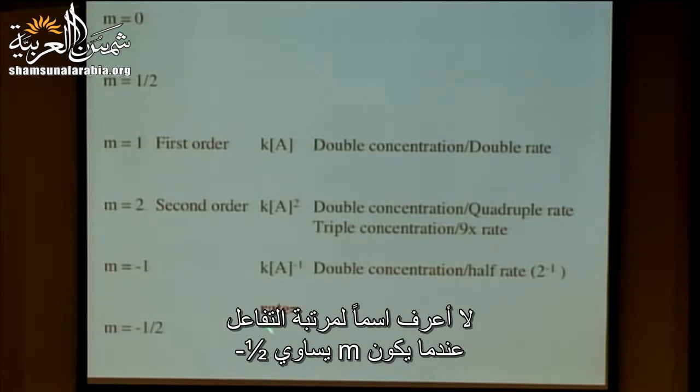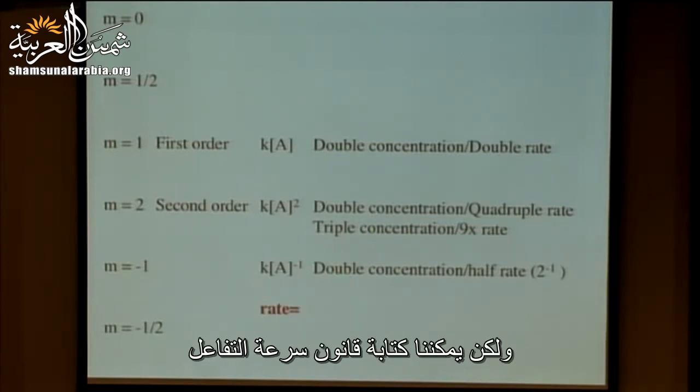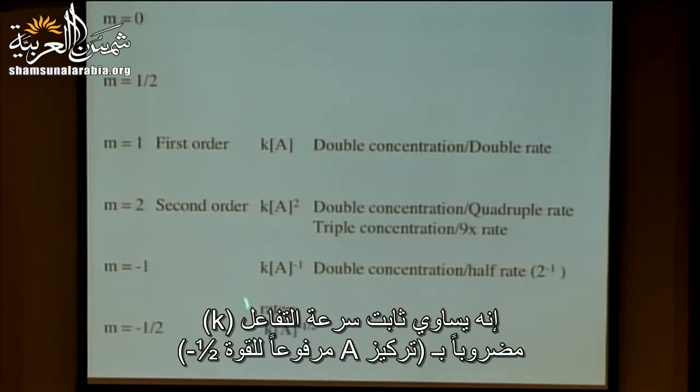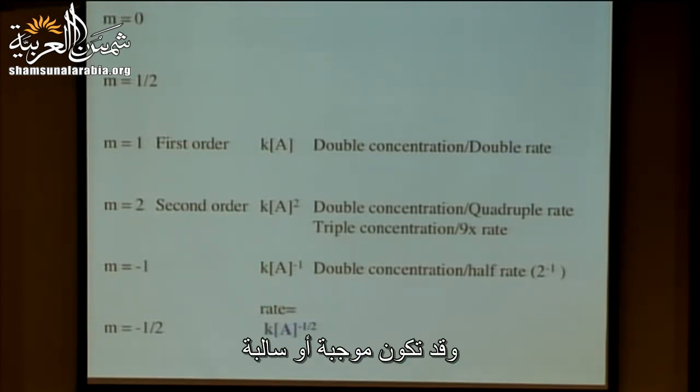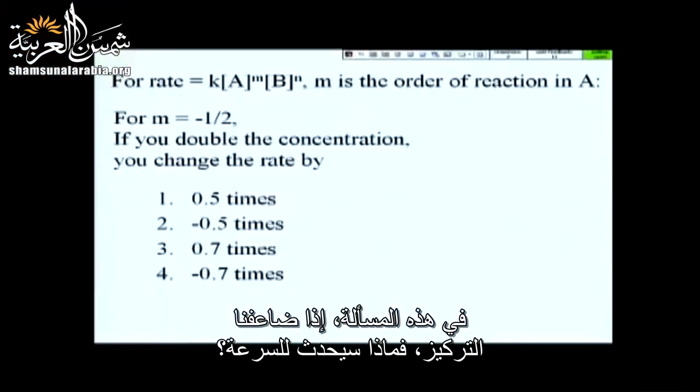All right, so also there is no name that I'm aware of for when m equals minus a half. But we can write the rate law. So that's just going to be k times the concentration of A raised to the minus 1 half. Again, for the order of reaction, they can be integers, they can be fractions, they can be negative, and they can be positive. So tell me, for doubling the concentration here of this one, what's going to happen to the rate?